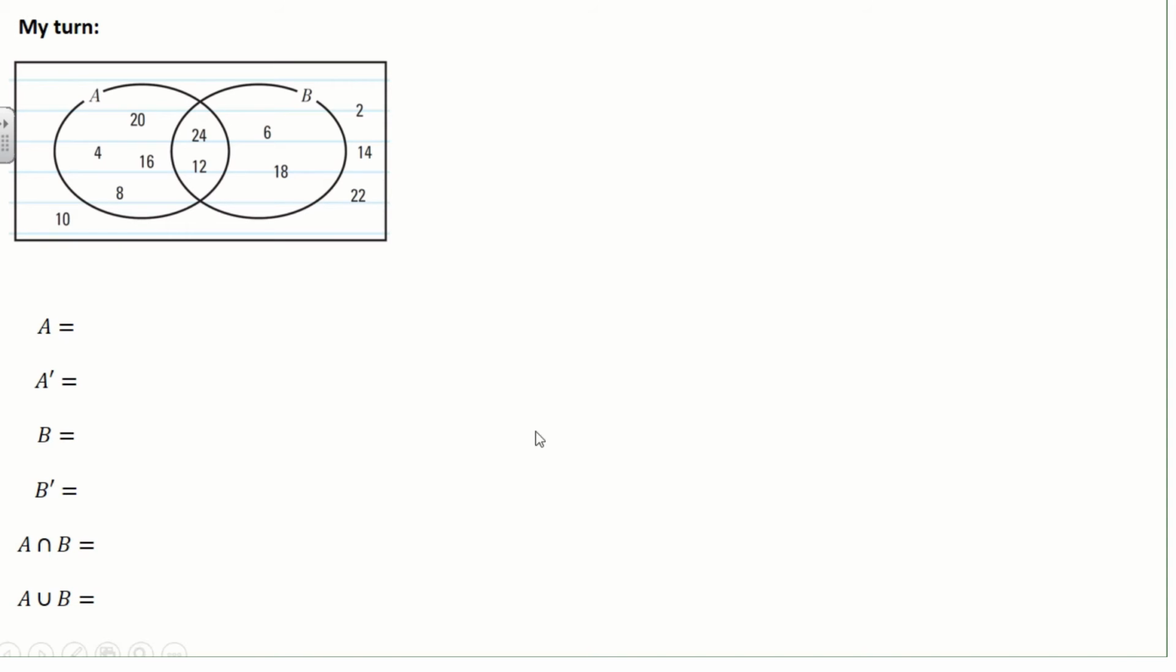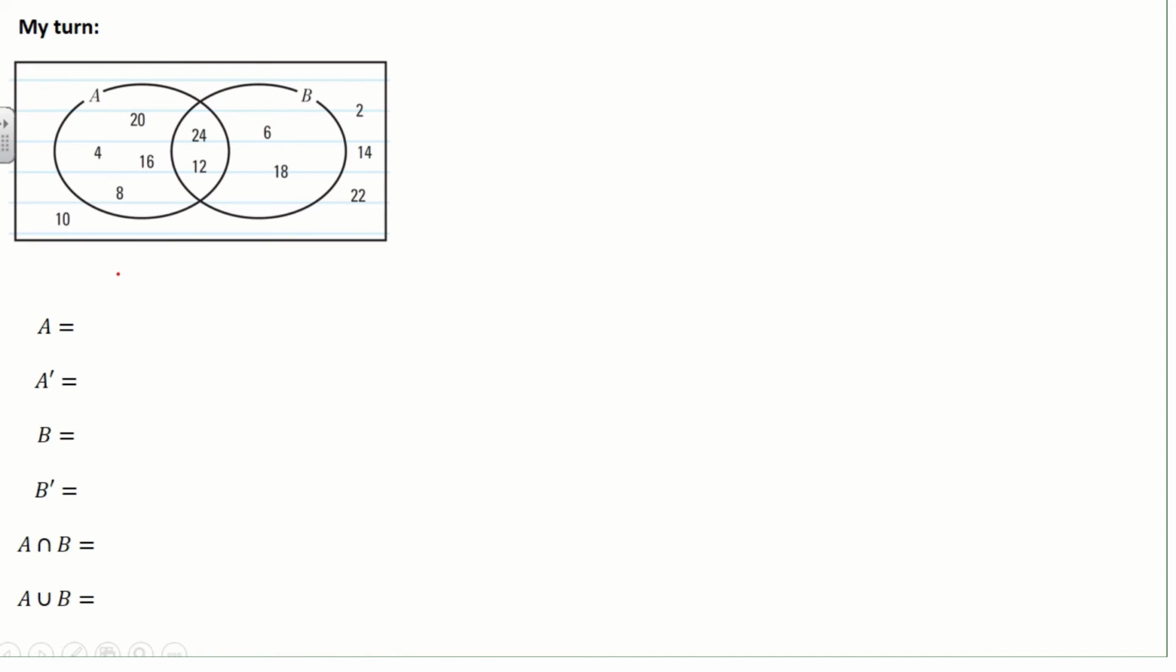So we've got lots of different sets down here for us to be looking at. We've got A, complement of A, B, complement of B, A intersection B, and A union B. Okay, so I'm going to start off by writing down the numbers that are in the set A. So set A is this circle here. So I want to be writing down any number that is in the set A.